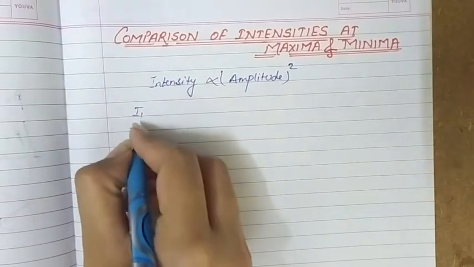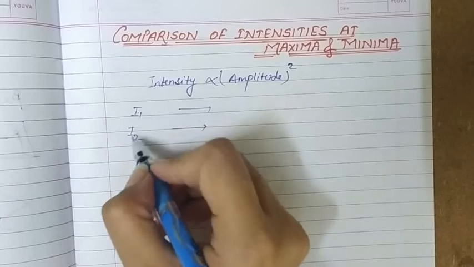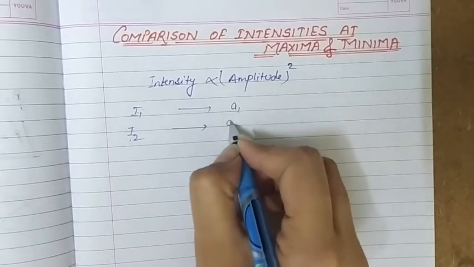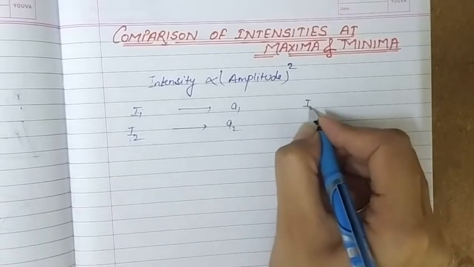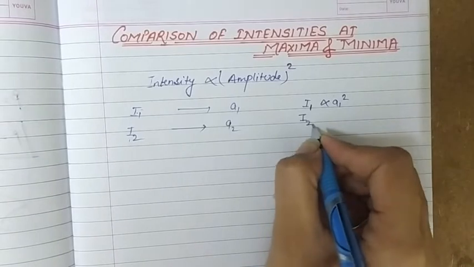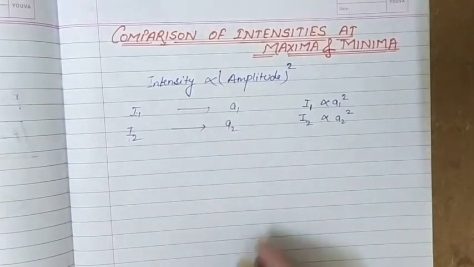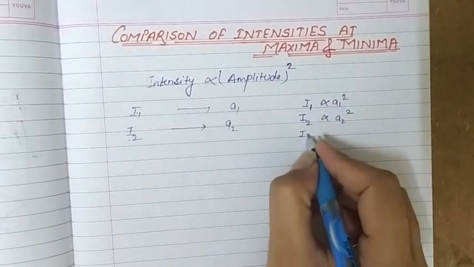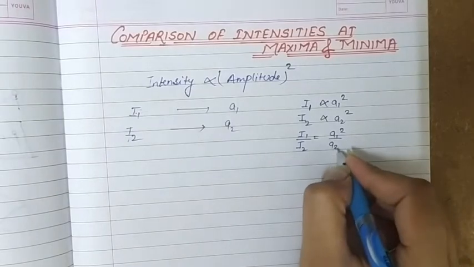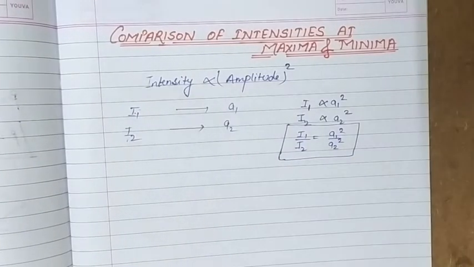So there were two waves that we had taken having intensities I1 and I2, individual waves, and their amplitudes were A1 and A2. So from this we can write that I1 was proportional to A1 square and I2 was proportional to A2 square. If we want to take the ratio I1 upon I2, then it will be A1 square upon A2 square. So this is the ratio of intensities of individual waves.